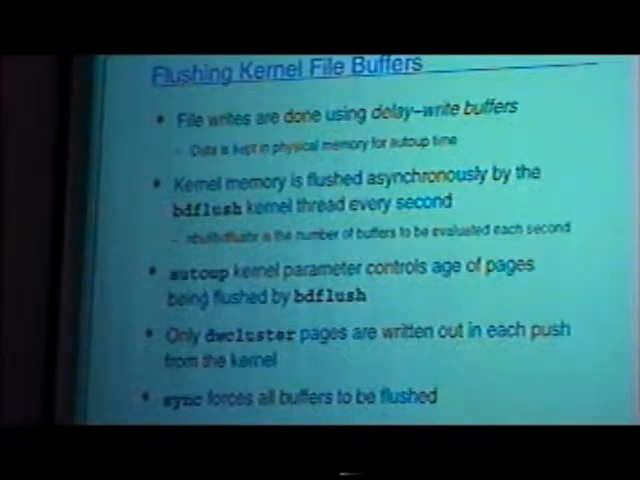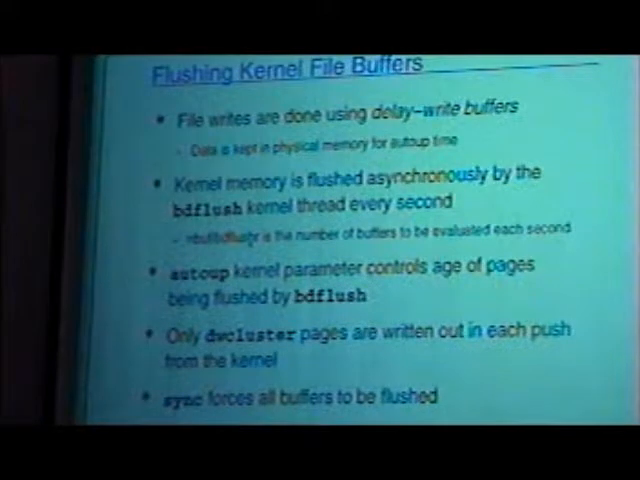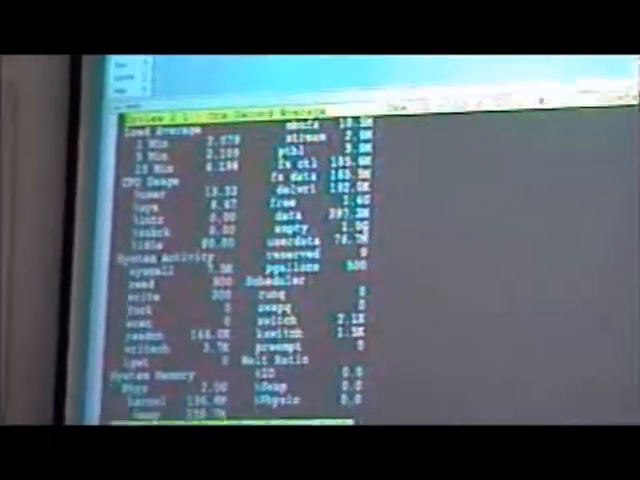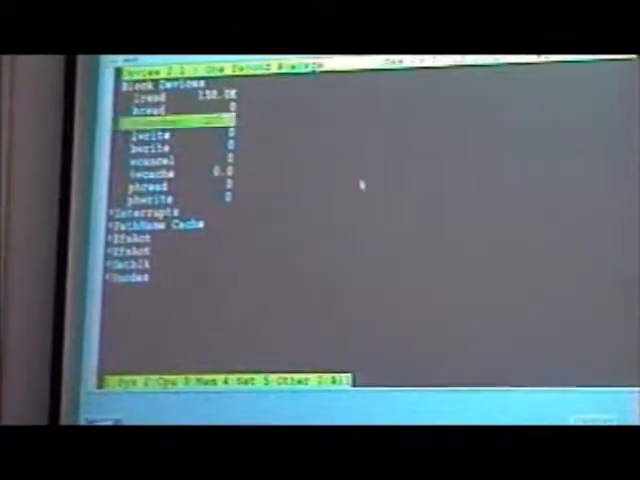So autoup is basically controlling the age of the pages before they're flushed, and then bdflushr says how many do I look at. If I'm upping nbuf, I'd like to keep bdflushr, that ratio, something tolerable, so I don't try to look at more buffers than I can push to my file system. And when I do the push, there's dwcluster. By the way, clustering is counted with osview on display 5.